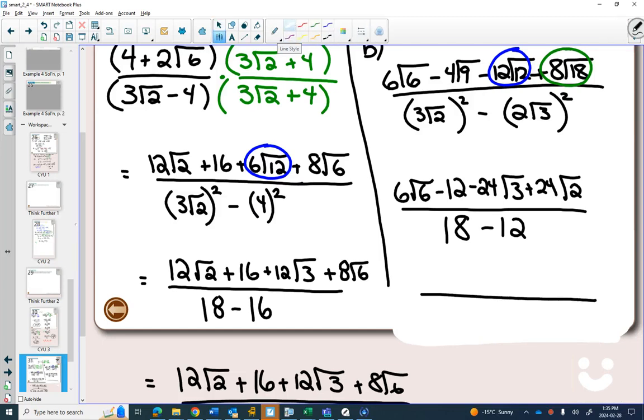So 18 minus 12 is 6. And on the top, you notice that none of them are like terms. None of them are like terms, we can't put them together. So now we have to ask, is this in lowest terms? No. We're dividing by 6. This means each term gets divided by 6. Can each term be divided by 6?